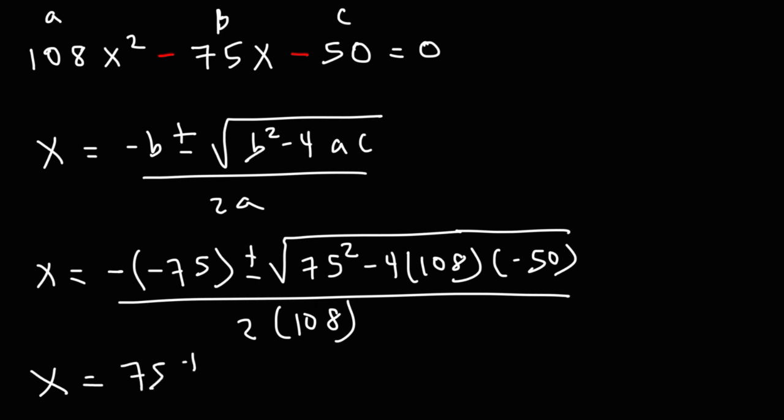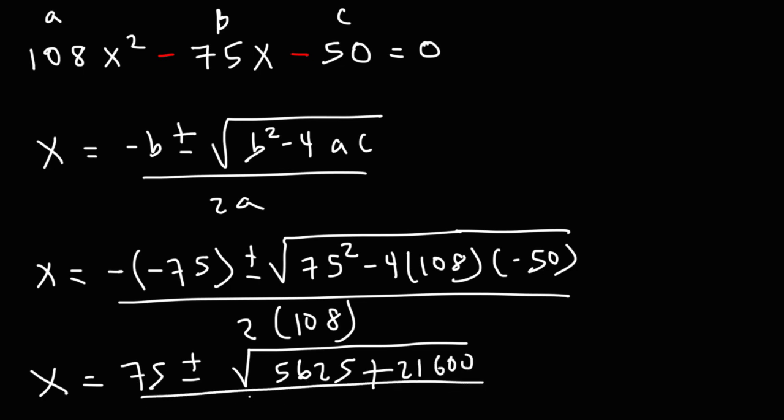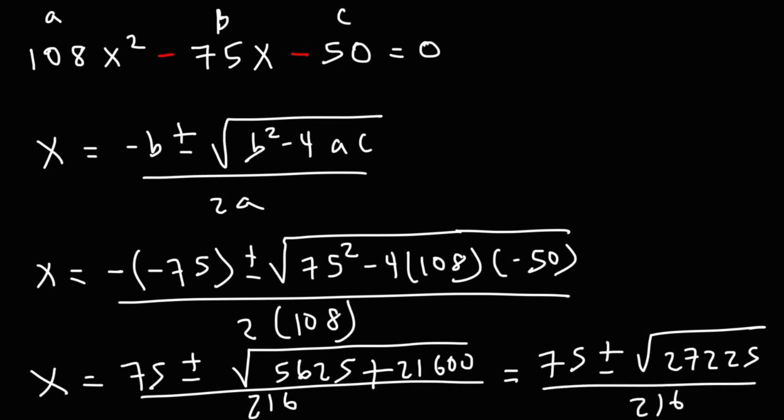So now we just have to do the math at this point. 75 squared is 5,625. Negative 4 times 108 times negative 50 is going to be positive 21,600. And 2 times 108 is 216. So now let's add 5,625 plus 21,600. And so we're going to get the square root of 27,225. The square root of that number is 165. So we have x is equal to 75 plus or minus 165 divided by 216.